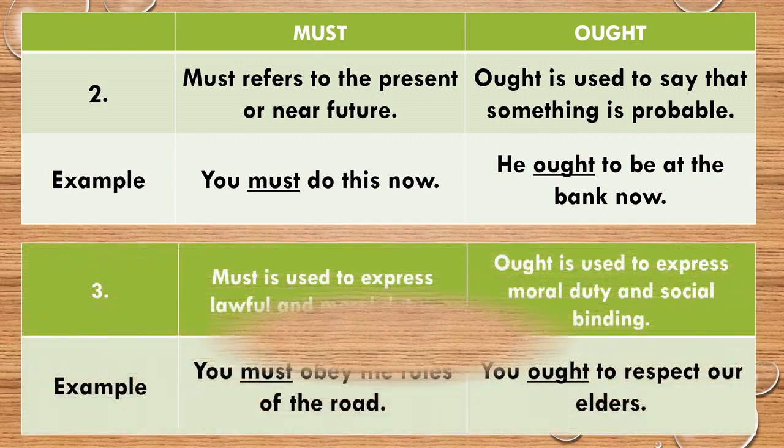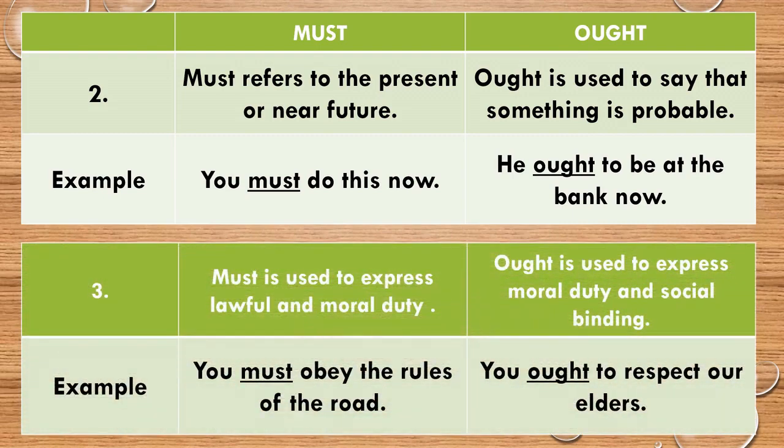Number 3. Must is used to express lawful and moral duty. For example, you must obey the rules of the road, while ought is used to express moral duty and social binding. For example, you ought to respect our elders. But ought is not as strong as must.